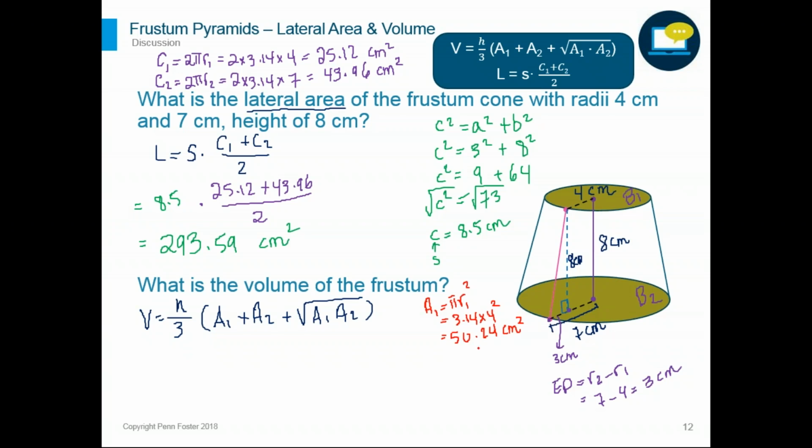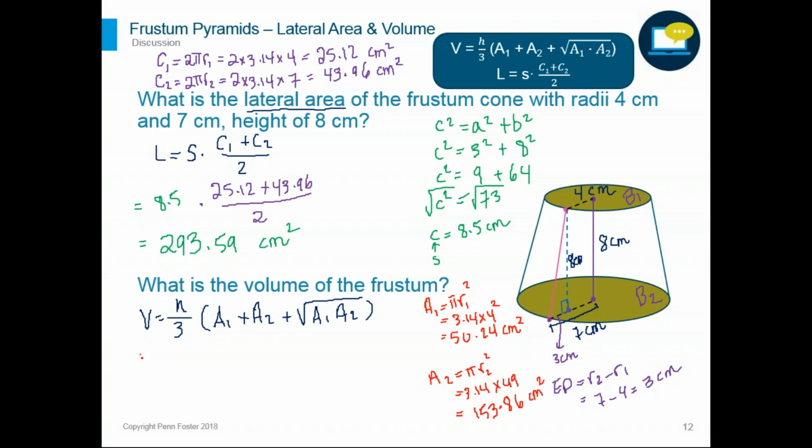Okay, that is area 1. Area 2, same formula, pi r squared. So again, 3.14 times r2, which is 7. So 7 squared is 49. Multiply, and that will give you that the area for the second base is 153.86 centimeters squared. Okay, we have everything that we need.